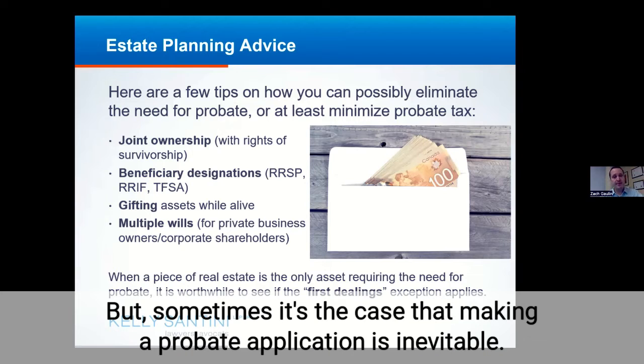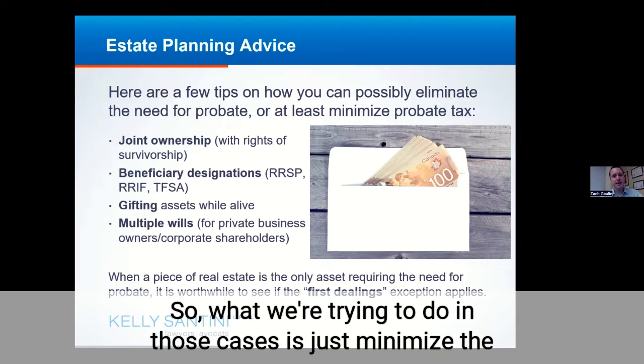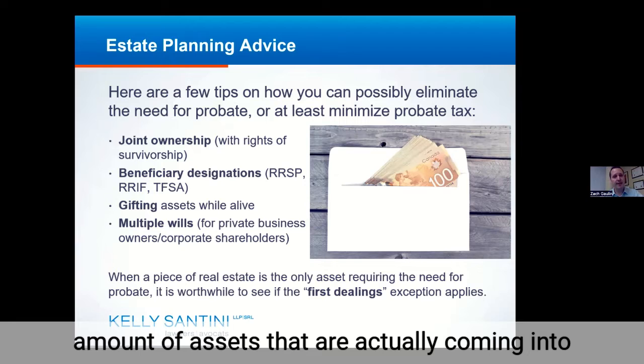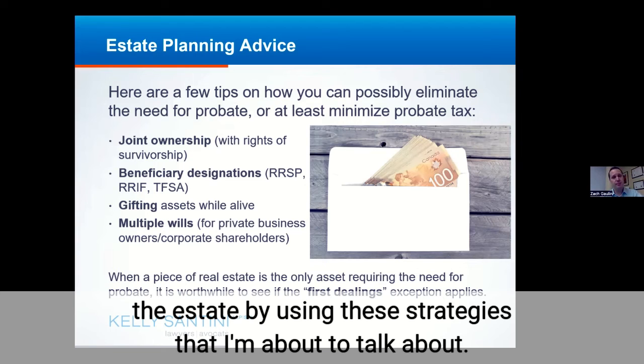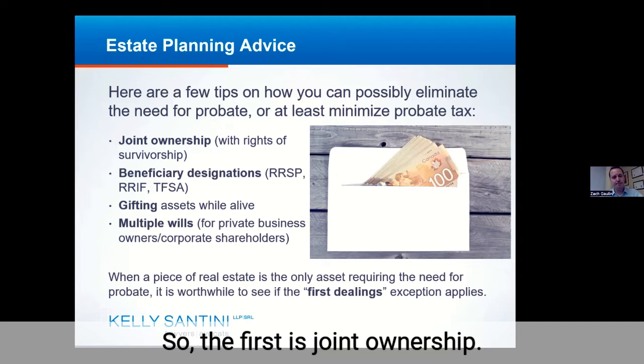But sometimes it's the case that making a probate application is inevitable. So what we're trying to do in those cases is just minimize the amount of assets that are actually coming into the estate by using these strategies that I'm about to talk about. So the first is joint ownership.